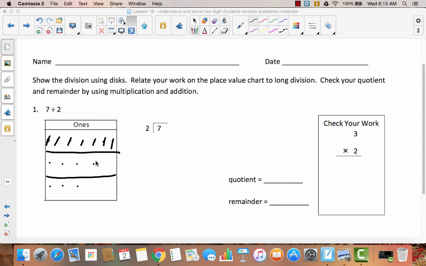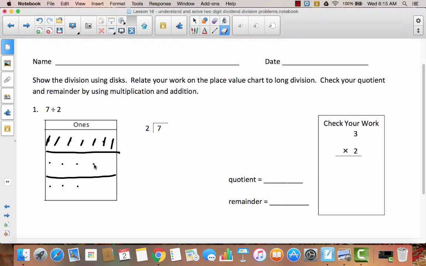When I distributed, I ended up with unequal groups. So I cannot put this 1 in this group because if I do, I'm not going to have equal groups. So this 1 is going to be left over, or is going to be our remainder. So we had 7 ones and we divided them into two groups. So how much was in each group? This is a group, so we ended up with a group of 3. So that means that we have 3 in each group.